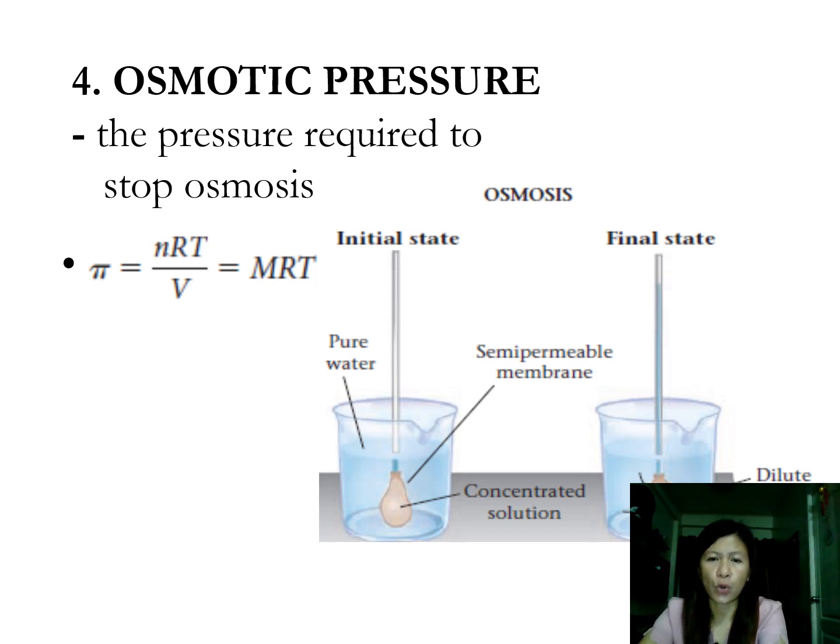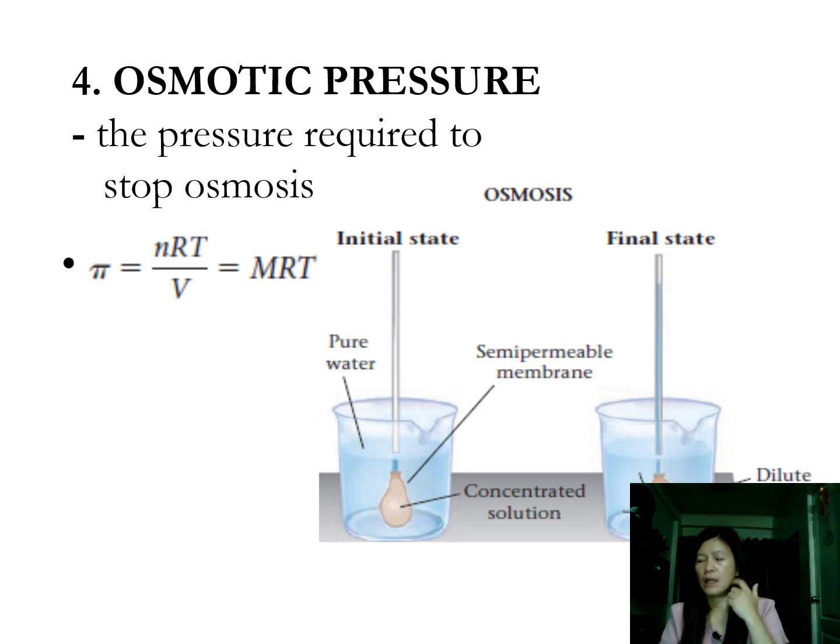So this will result in the smaller container becoming bigger, because water particles, solvent particles, will pass through to the solution through the semi-permeable membrane. So that's osmosis, and osmotic pressure is required in order to stop osmosis.